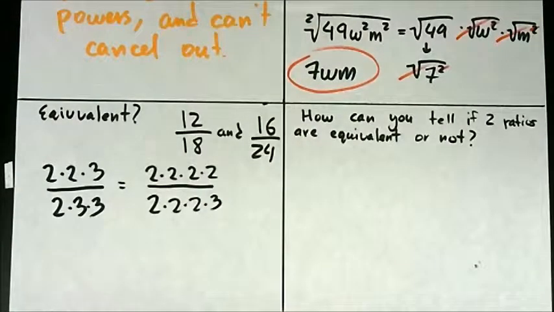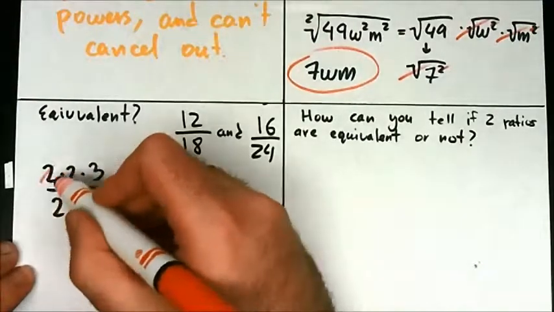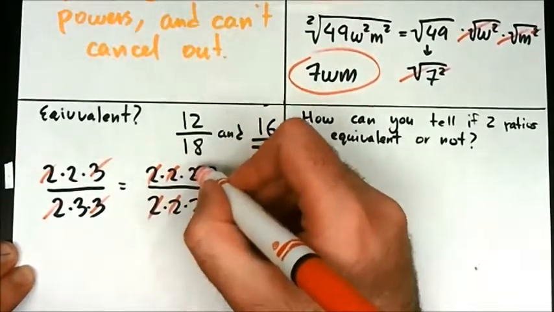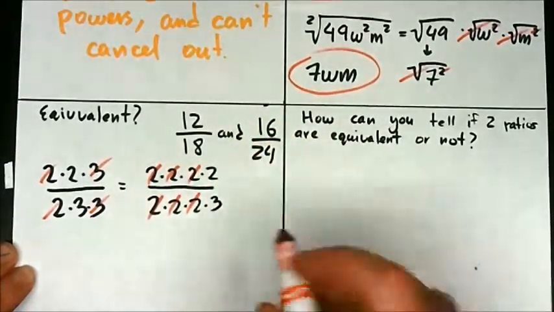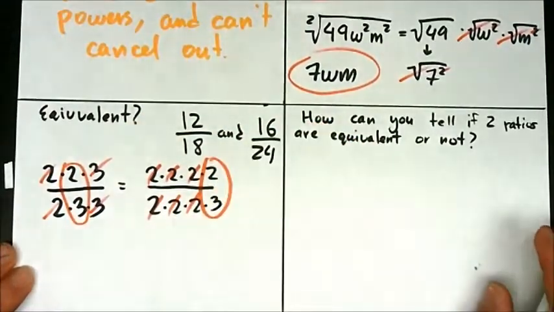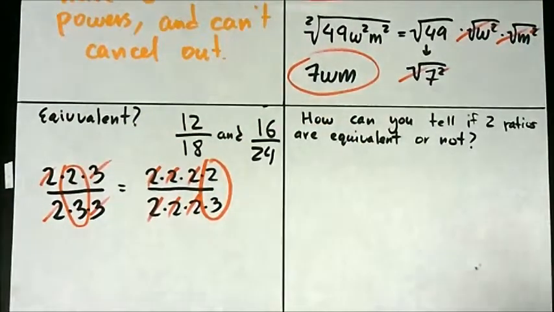Cancel time now, though. This and this, this and this. Over here, these go, and I'm left with 2 over 3, 2 over 3. Indeed equivalent, because their simplest forms are identical, even though they look a little different from the initial observation. Questions?